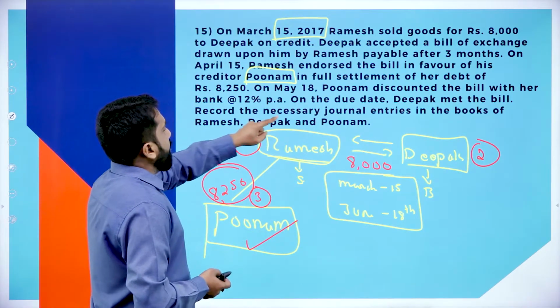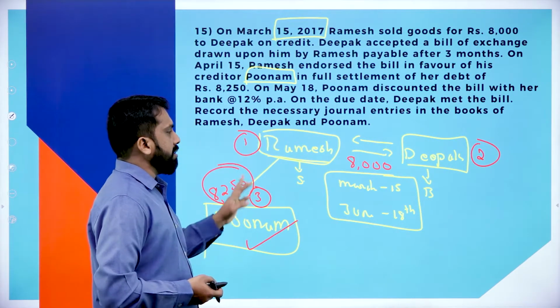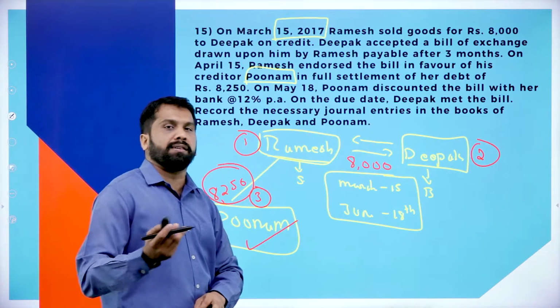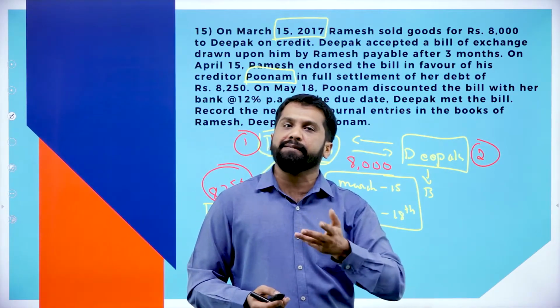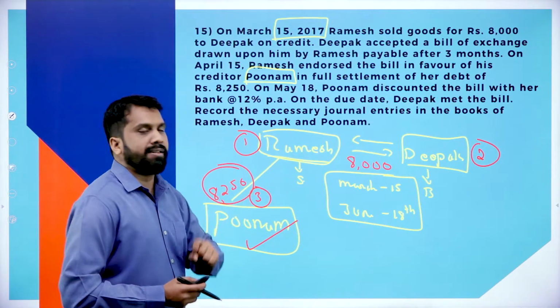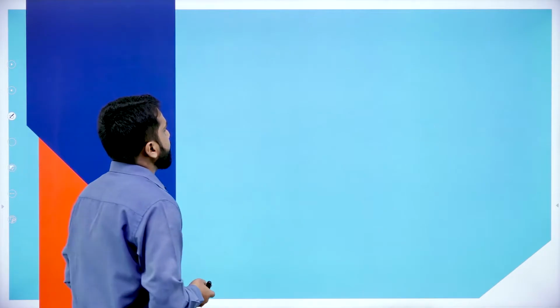Now, on the due date, Deepak met the bill. Record the necessary journal entry. After 3 or 4 months, finally Poonam went to that customer and she collected the full value. Clear? This is all about this question's story. Now, I'll go to the journal entry directly.